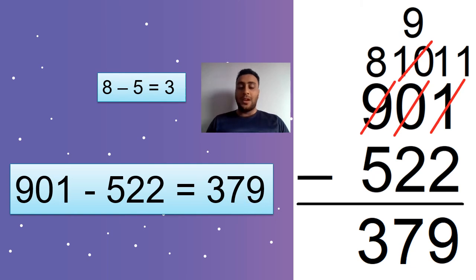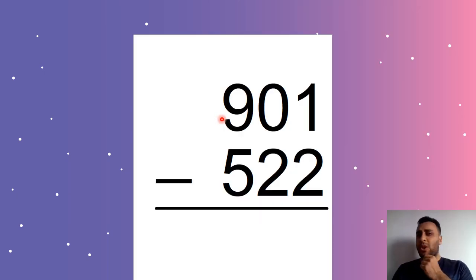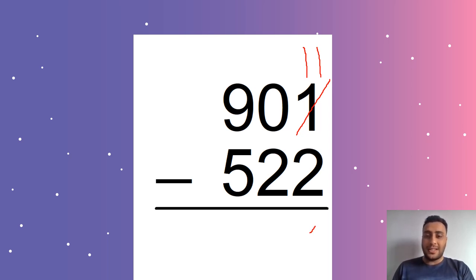Too easy. 901 minus 522 equals 379. Now guys, let's try to do this in a quicker way, okay? I did it that way to show you how it's done. Now, when you see here, I have 1 minus 2. I cannot do it. So, do like this and make it 11, okay? Let's imagine we borrowed already. So, the answer here is easy. It's 9.